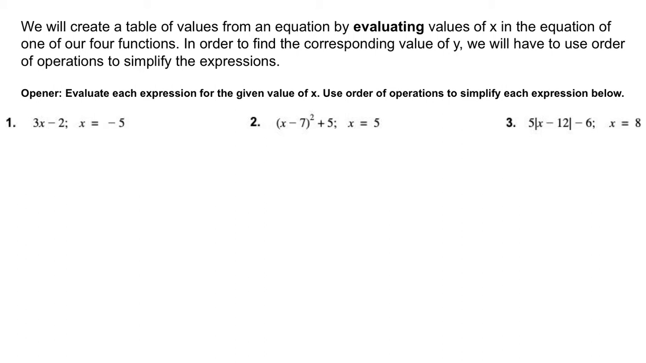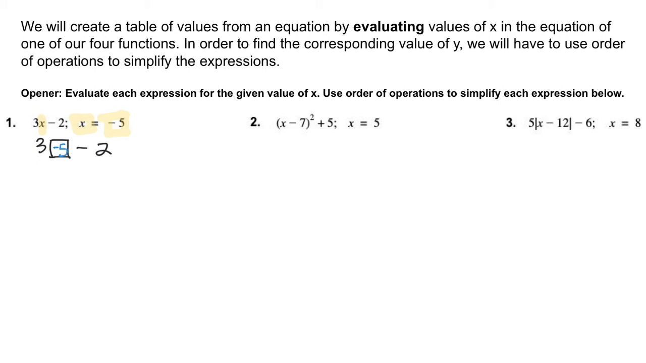That means wherever I see an x value, I'm going to plug in -5. A variable can be thought of as a placeholder. 3 times something minus 2 is this expression that we have right here. That something that we're talking about in this case is x is equal to -5. So that's what we're plugging in to our placeholder.